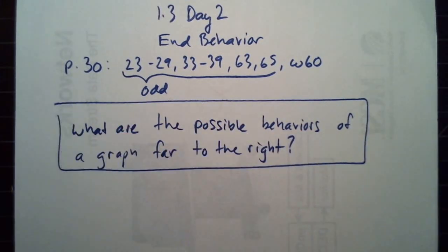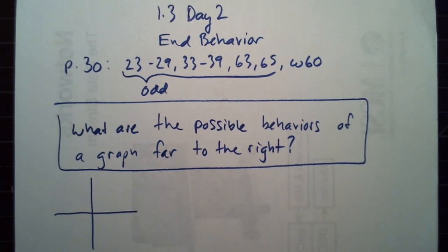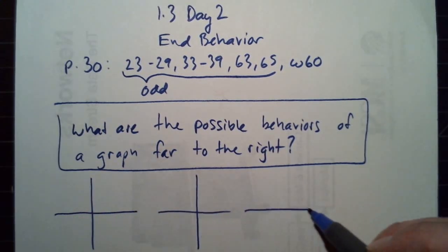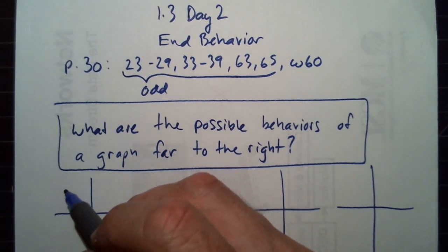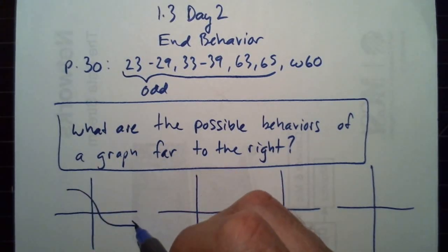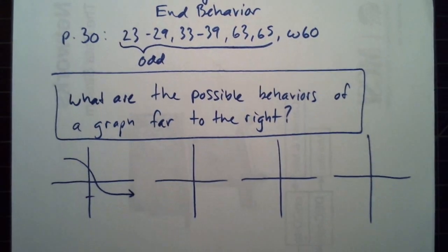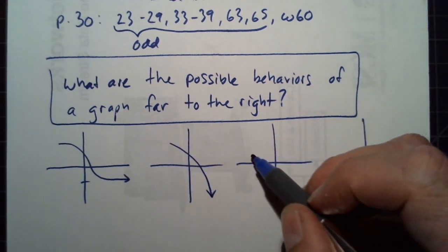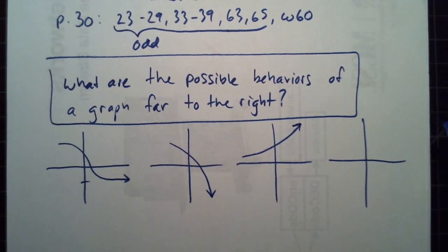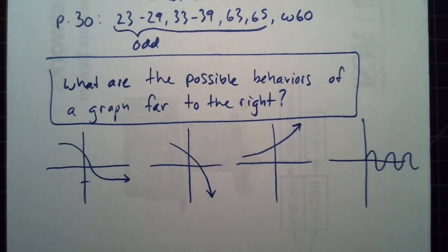So let's think about what could happen far to the right in a graph. We can have the graph flatten out and approach some y value far to the right, or the graph could go down to negative infinity, the graph could go up to positive infinity, or the graph could just go back and forth, and that's called oscillation.